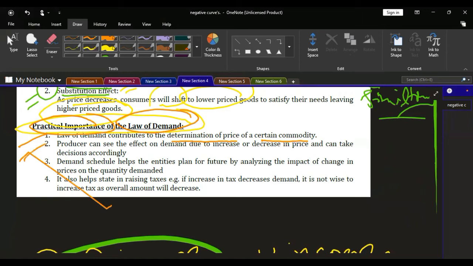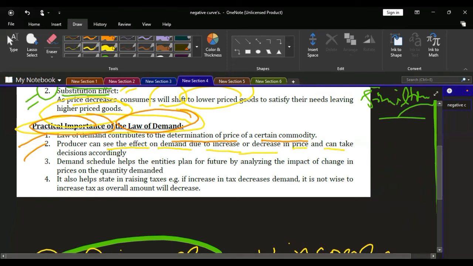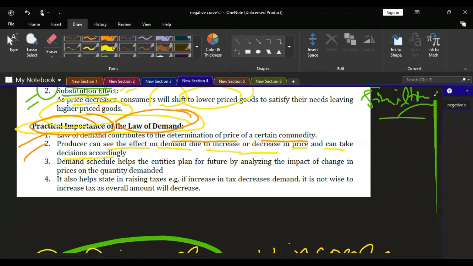Second importance is that the producer can see the effect on demand due to increase or decrease in prices and can take decisions accordingly. So, in order to decide the price or determine the quantity that needs to be produced, the producer has to firstly look at the demand of the product or the price of the product. If a product is in high demand, then he needs to produce such goods in bulk quantity. Otherwise, he needs to shift towards such a product that is in high demand or having a low price.